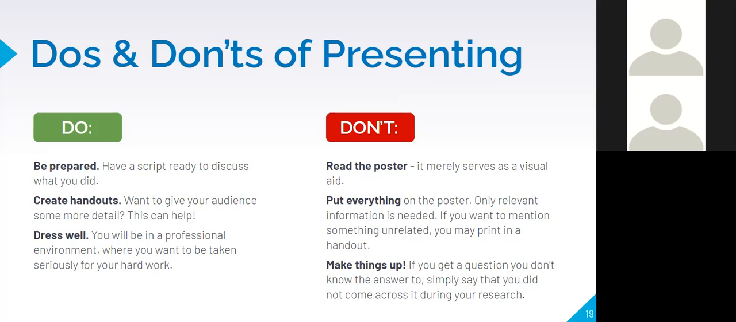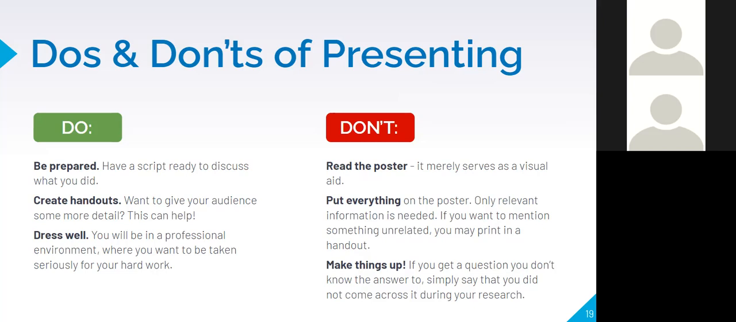So in the do section, we have create handouts. Exactly what I said before. If you want to give your audience some more detail on something, it's also nice that they're a little more engaged with what you're talking about. They have something physical that they can look at as well.